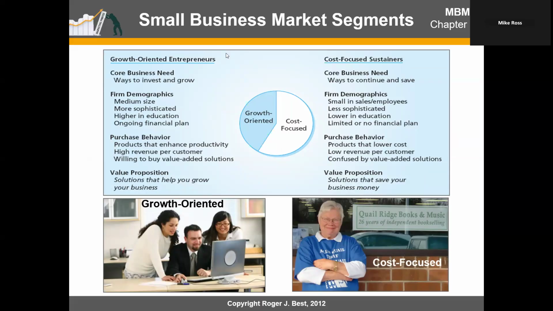Similar to individuals, where we saw price versus quote unquote quality, we might think about small businesses. Maybe we've got growth-oriented entrepreneurs. They are going to be looking for different types of products and services generally than those companies that are more cost focused. Just throwing this out there as something to look at.